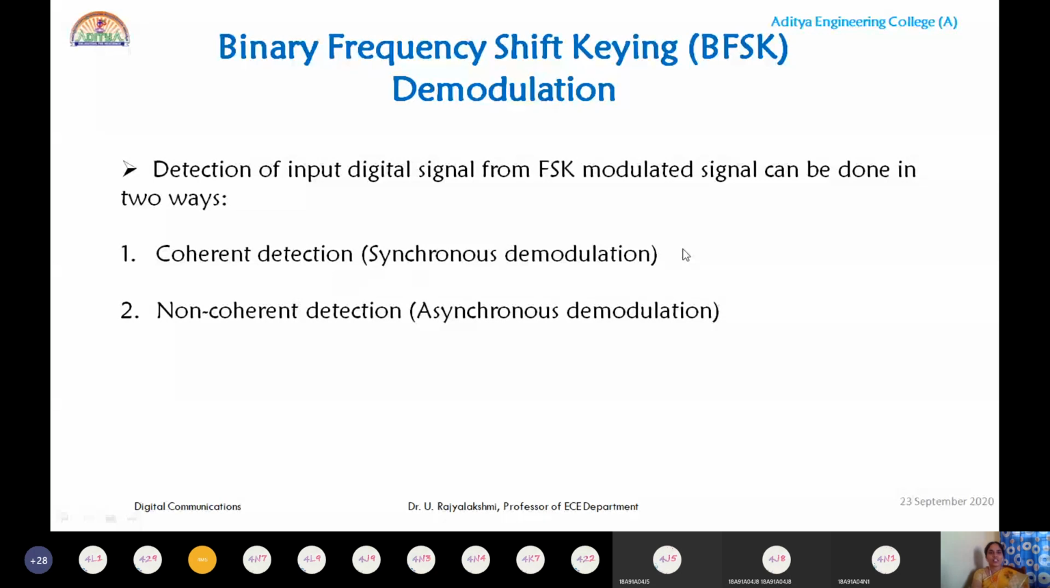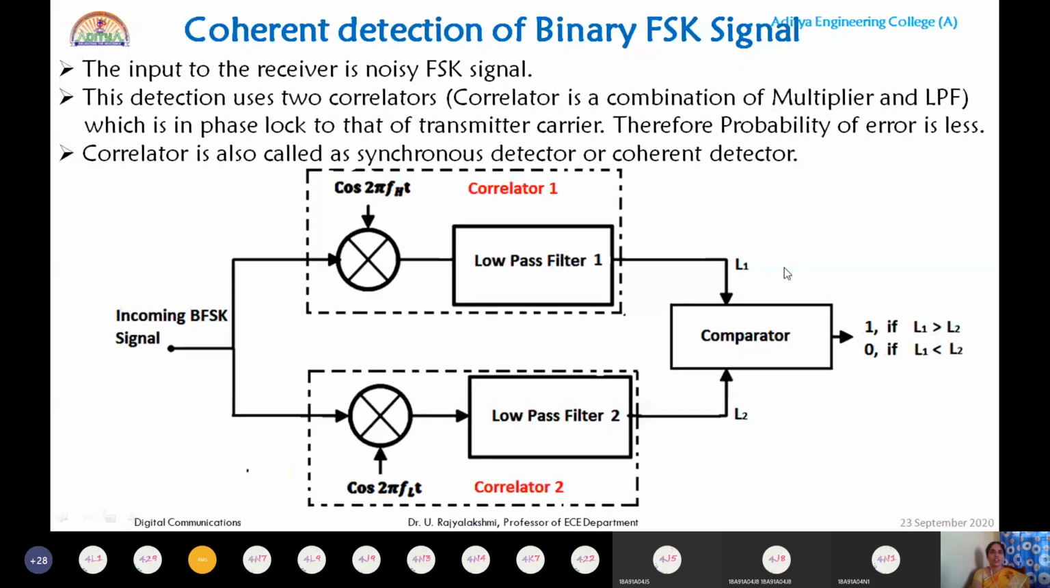Based on the necessity, you can opt for either coherent or non-coherent detection. Generally, non-coherent detection techniques are used for laboratory applications, and coherent detection you can use for real-time applications. So please go through the coherent detection.